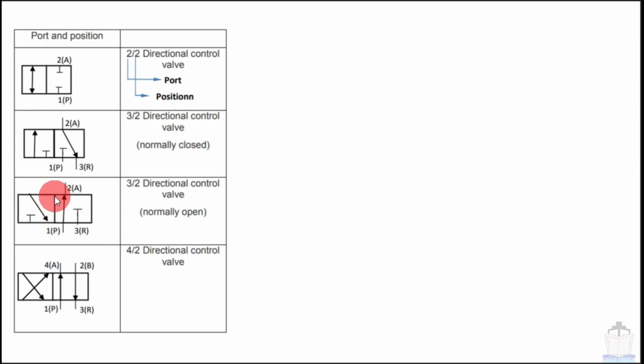In this picture you can see there are two rectangles basically. Here you can see this is a square, but here it is represented with a rectangle. So whether it is a square or rectangle, it doesn't matter. Okay, now here again 3 ports are there and 2 rectangles, that means 2 positions. So this valve will also be called a 3 by 2 direction control valve, and it is normally open. Next, in this picture there are 4 ports, 1, 2, 3 and 4, and there are 2 rectangles. So this valve will be called a 4 by 2 direction control valve.